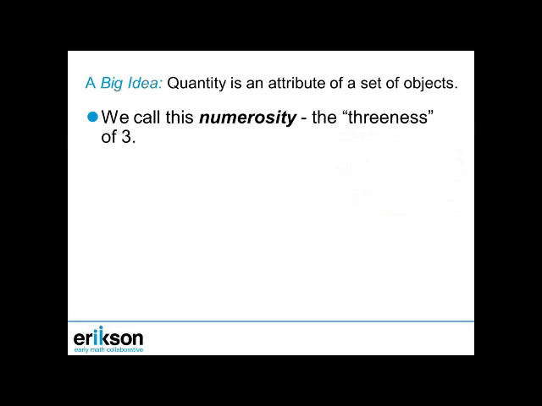So I think this whole idea of quantity as an attribute is sort of so obvious. It's kind of duh. But the problem is that as an adult, you've gotten so used to this understanding. And I think the point of us having a big idea that says quantity is an attribute of a set of objects is to help remind us as adults that this is learned knowledge. Kids come into the world subitizing, but they don't come into the world calling it three or calling it four.